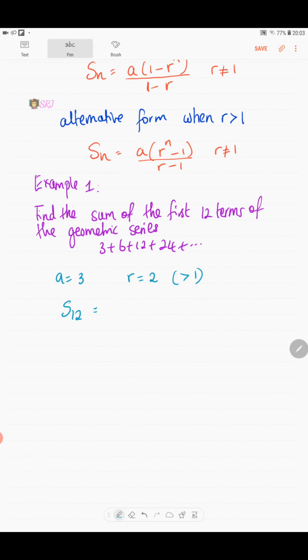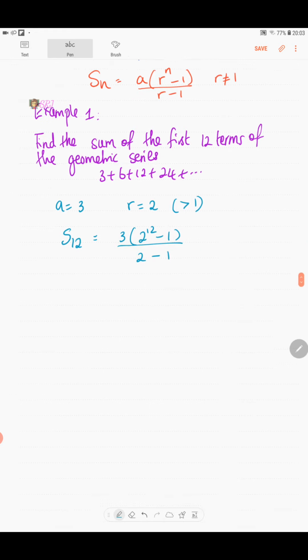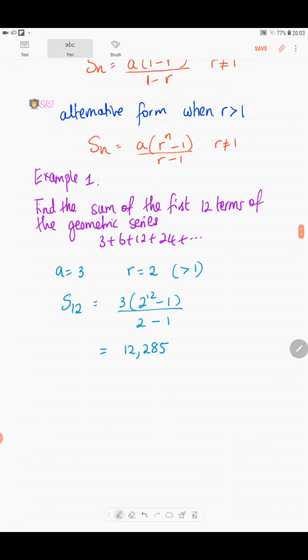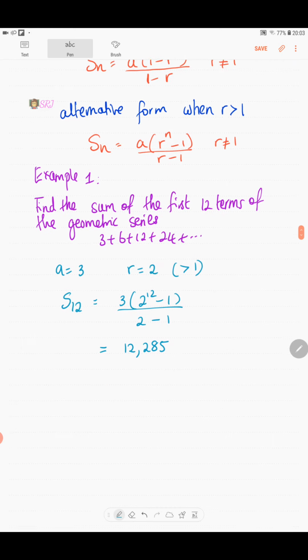So we have 3 into 2 power 12 minus 1 over 2 minus 1. And the answer is 12,285. We can also use the first formula. We would have obtained the same answer.